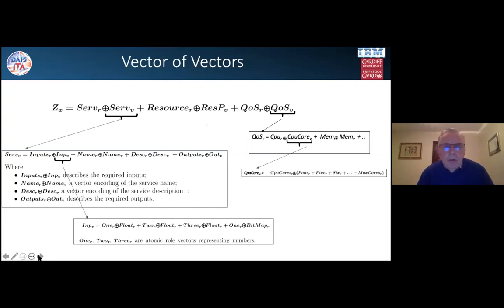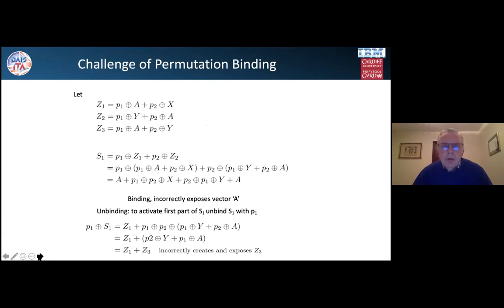Now, although that might be the obvious way to do it, there are some real challenges in doing it that way. I'm not going to go into too much detail about this, but with some simple examples, you can see that there are challenges of doing the permutation binding, where if you're binding together services using the permutation operators, and you're using similar permutation operators for different services with different fillers, then just by combining services together, for example, you can end up incorrectly exposing, say, in this case, vector A, when you didn't realize that that was what you were doing when you combined the two services.